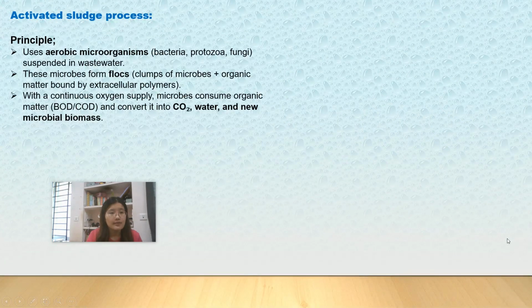So now let's talk about the activated sludge process, which is a type of aerobic treatment of wastewater. It works on the principle that it uses aerobic microorganisms like bacteria, protozoa, and fungi suspended in wastewater. These microbes form a floc. By floc, we also mean activated sludge, which is a clump of microbes plus organic matter bound by extracellular polymers. With a continuous oxygen supply, microbes consume organic matter and convert it into carbon dioxide, water, and new microbial biomass.